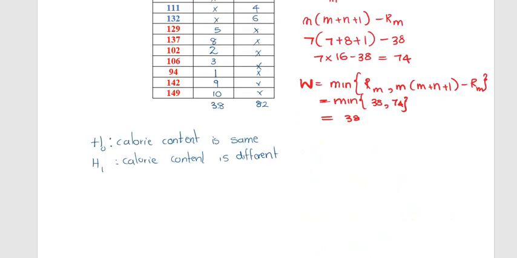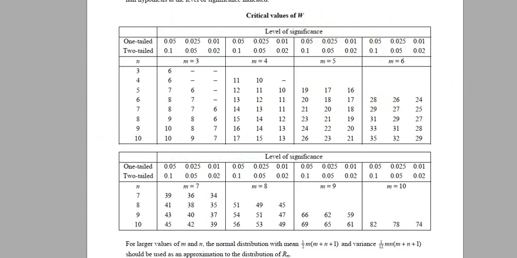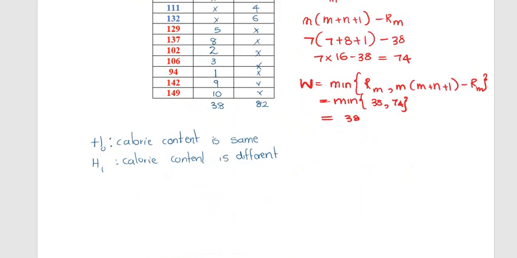Let's go back to our hypothesis. Our null hypothesis, calorie content is the same. Alternative hypothesis, calorie content is different. So according to the critical value table, what is the critical value? For that we need to go to this table, the Wilcoxon rank sum test. You can see here our m value, the small sample, is 7, and the n value is 8. So we are going to use the entry where m is 7 and n is 8. Therefore the critical value is 38.